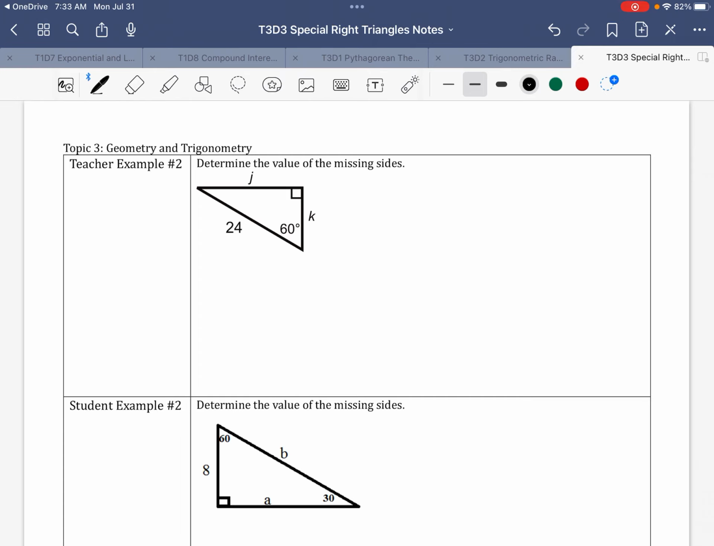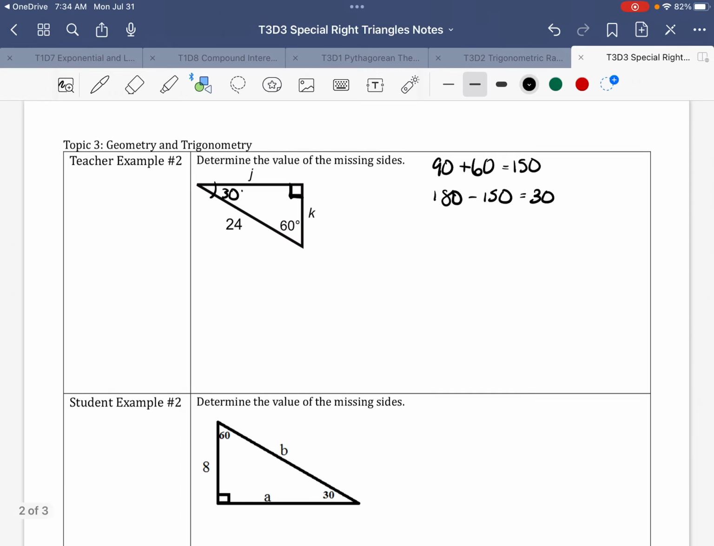And then teacher example number 2. Now I see that I have my 90-degree angle here, a 60-degree angle, and since all triangles have angles that add up to 180 degrees, if we do 90 plus 60, we get 150. 180 minus 150 gives us 30. So we know that this angle right here has to be 30 degrees, which means it is a 30, 60, 90-degree triangle. Now what we're going to do is draw our guide triangle in a similar orientation.